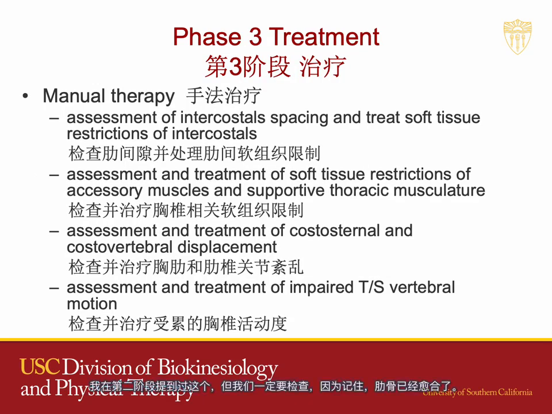I mentioned this with phase 2, but we're definitely going to be checking, because remember, the rib is healed at this point. The ribs heal very fast. So you can definitely mobilize at the costosternal junction. You can definitely mobilize at the costovertebral junction. And you're palpating those areas while they're breathing to see if there's anything that's getting stuck. And then you're treating that.